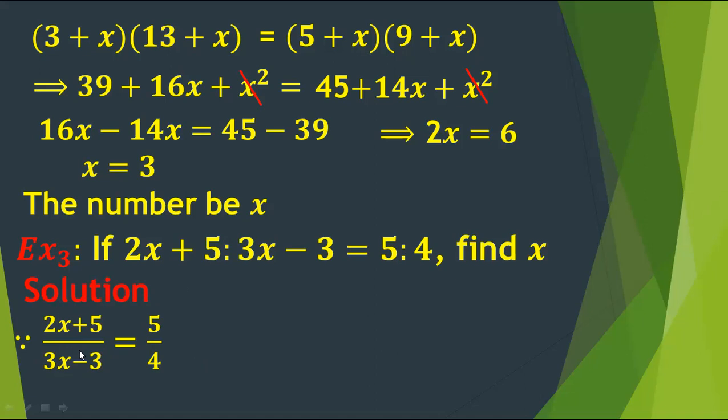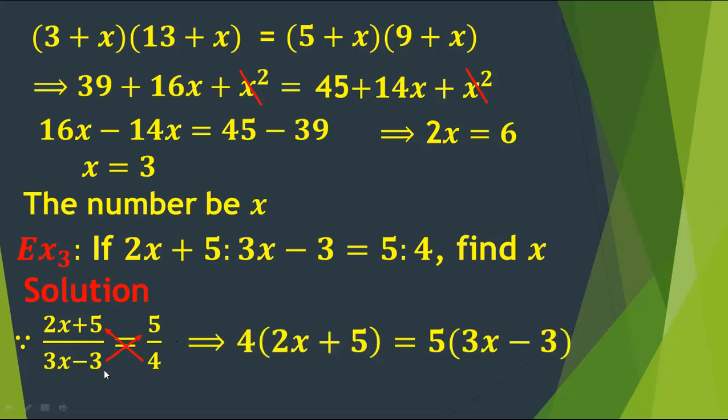It's so easy. We use the same idea as in the previous example: product of means equals product of extremes. Don't forget that. Then 2x plus 5 multiplied by 4 equals 5 multiplied by 3x minus 3. Cross multiplication, we studied before. Then 4, don't forget, open bracket.